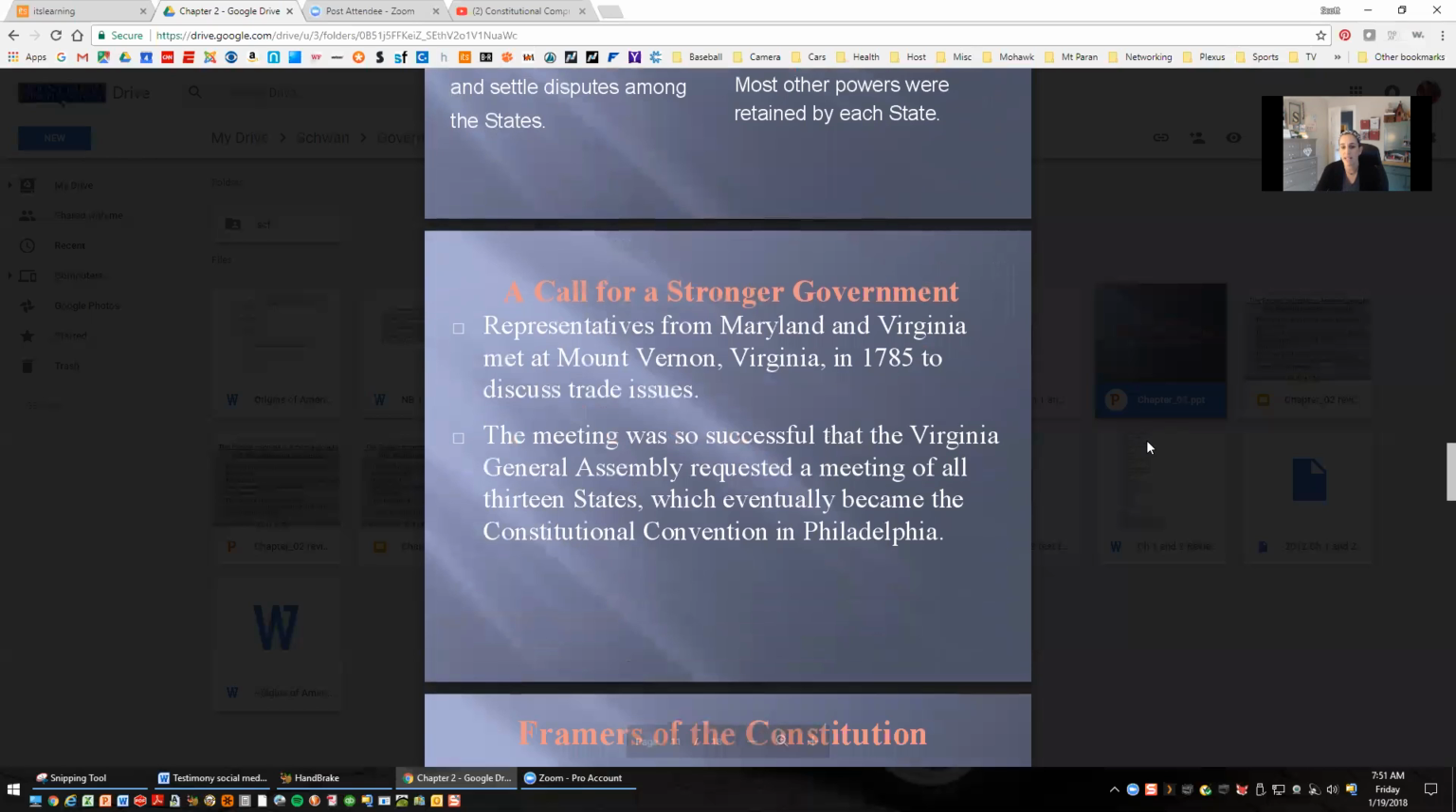And over time, they realized that there were weaknesses to this federal system of government, this firm league of friendship underneath the Articles of Confederation. And so representatives from Maryland and Virginia met at Mount Vernon, Virginia, in 1785, to discuss trade issues. Mount Vernon, obviously, is where George Washington hung his hat in his home. And this meeting was so successful that the Virginia Assembly requested a meeting of all 13 states, which eventually became the Constitutional Convention in Philadelphia.